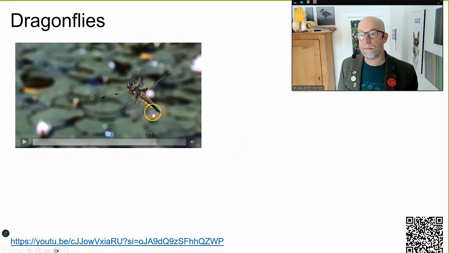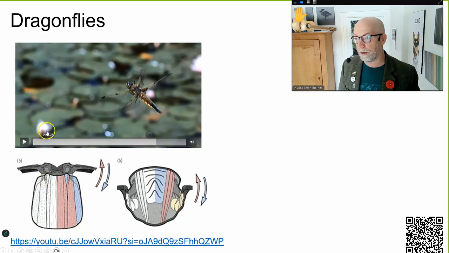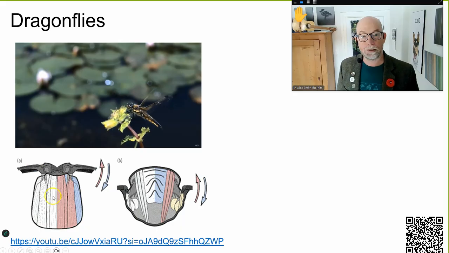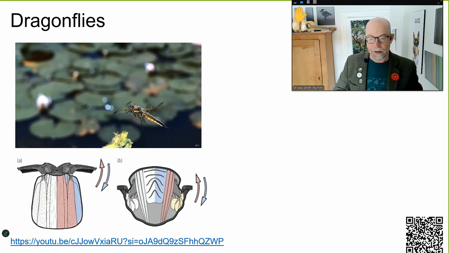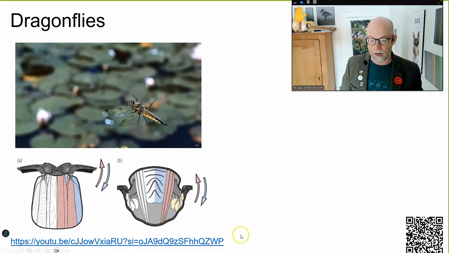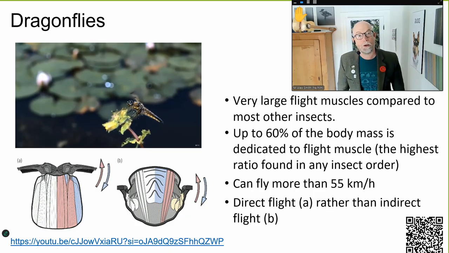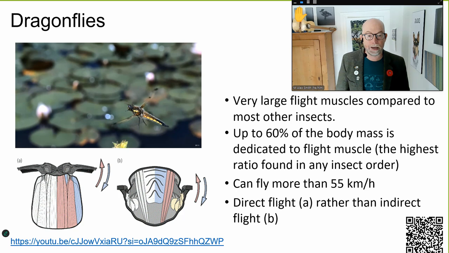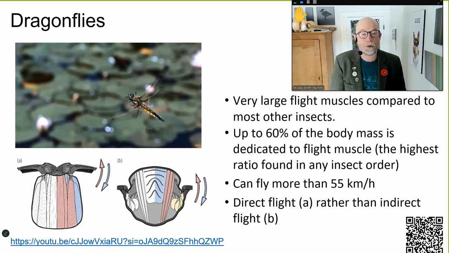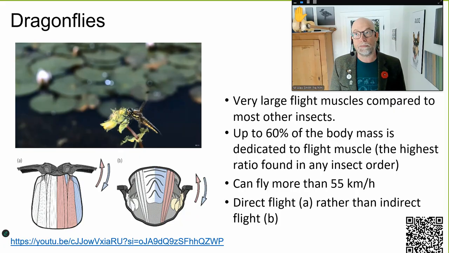So there's a huge amount of muscle that goes into that, right? And remember, they are the left-hand model, the odonates. So this is direct flight. So the wings are being pulled on by the muscles instead of this, which is more of a fly example. So very large flight muscles here in the odonates. 60% of their body mass is dedicated to flight muscle. And that's the highest ratio found in any insect order. And they can fly very fast.